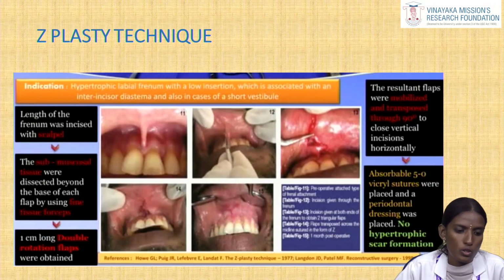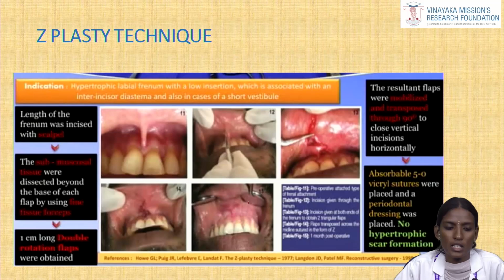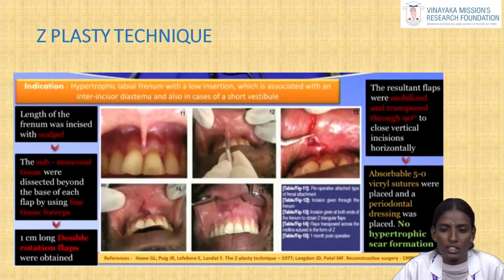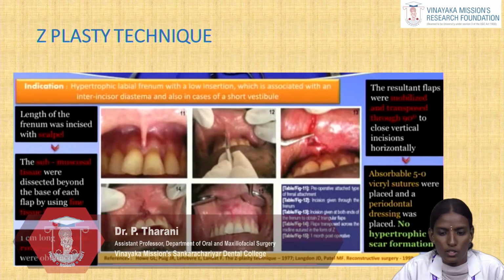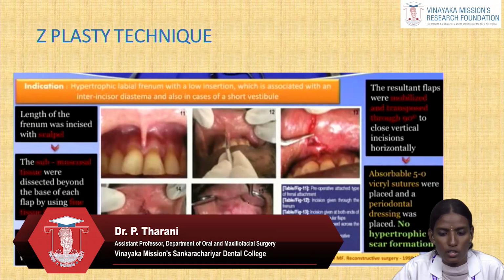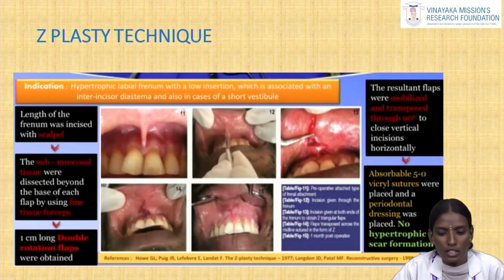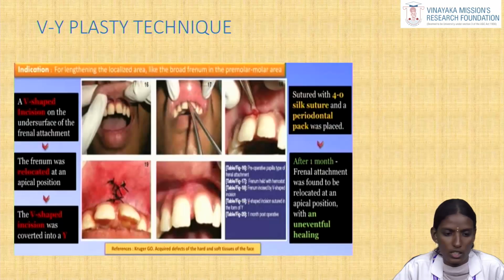The submucosal tissue was dissected beyond the base of each flap by using fine tissue forceps. One centimeter along the double rotation flap was obtained. Then the resulting flap is transposed through a 90-degree angulation to close the vertical incision horizontally. Absorbable 5-0 Vicryl sutures were used to place the periodontal closure and periodontal dressing was placed. No hypertrophic scar formation is noted.